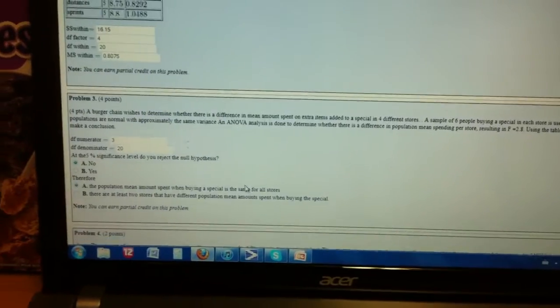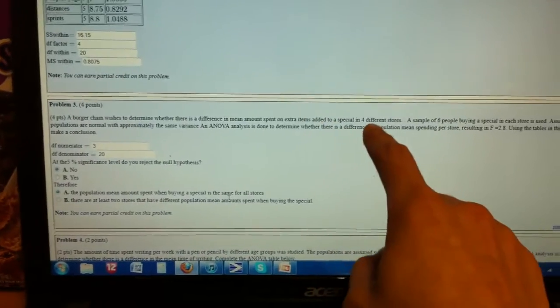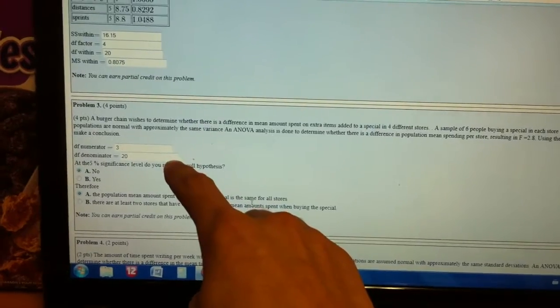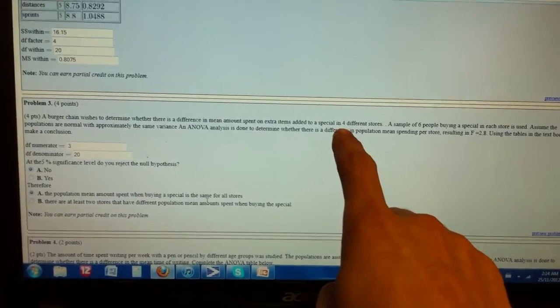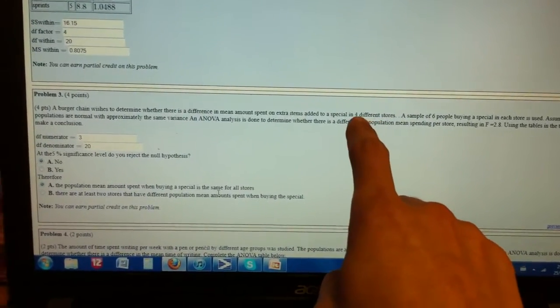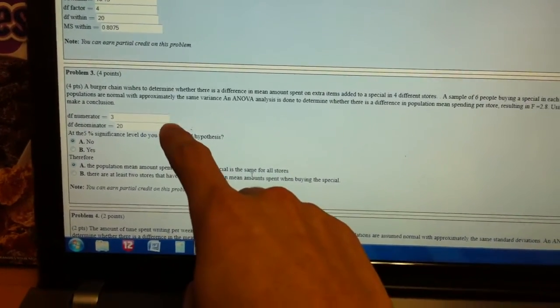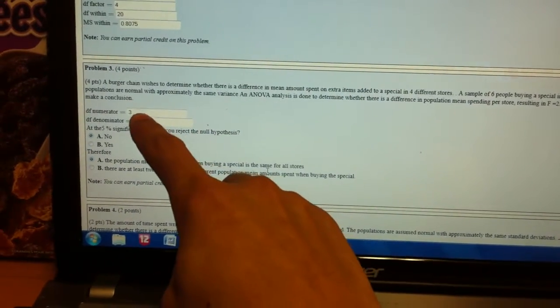Next question. Okay, your numerator is going to be your number of stores minus 1, and your denominator is going to be the sample number times the number of stores, so that would be 24 here, minus the number of stores, minus 4, so that's why I got 20. Then you look in your textbook under your F-score tables, and you go to numerator 3. So your numerator is 3, and your denominator is 20.